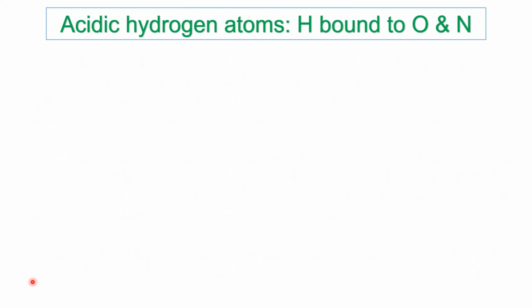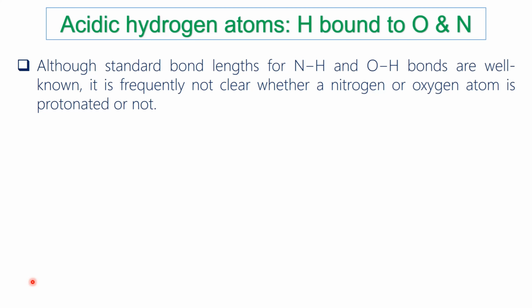Then come to the acidic hydrogen atoms, the hydrogen atoms which bind with oxygen and nitrogen. Although the standard bond lengths for nitrogen-hydrogen and oxygen-hydrogen bonds are well known, it is frequently not clear whether a nitrogen atom or oxygen atom is protonated or not.